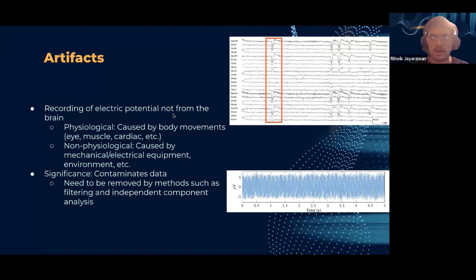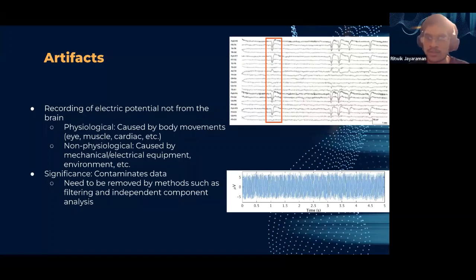Non-physiological artifacts, however, are caused by mechanical electrical equipment. This is due to the alternating current, which is used to power electrical devices nowadays, and it can also be caused by other factors such as the environment. The significance of this is that it contaminates the data, and it needs to be removed by methods such as filtering and independent component analysis in order to make sure that our data can be used for BCI methods and later processing steps. So I've already discussed the image on the top right.